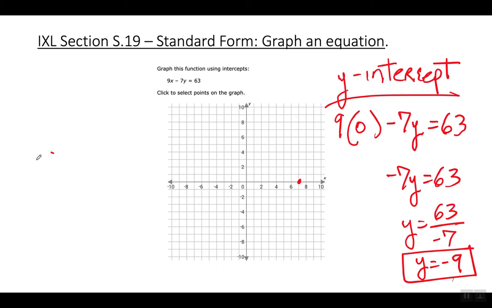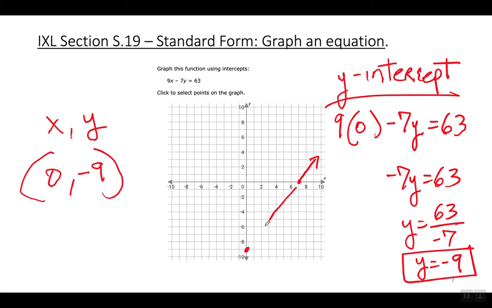Alright, so when x is 0, y equals negative 9. So there's my y-intercept and my x-intercept. And again, IXL, when you do it, will connect the dots and make a nice straight line.